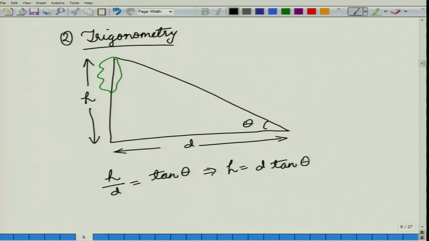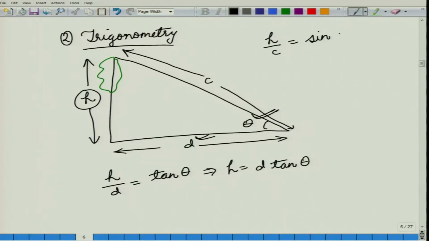So, trigonometry, as we have seen before, trigon means triangle and metron means measurement. So, it is the measurement of a triangle. So, if we knew this angle and if we knew this distance, we would be able to find out h. Otherwise, suppose we knew this distance, the hypotenuse, then also we can use another relation, h upon c is equal to sin theta, which will give us h is equal to c sin theta.